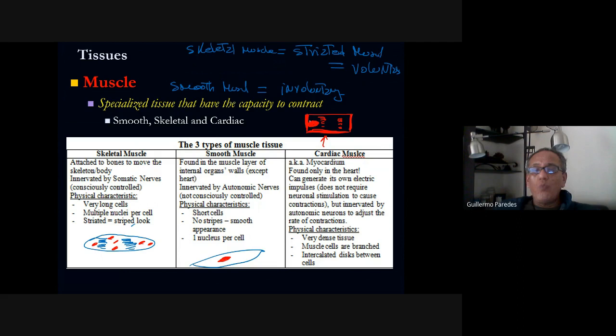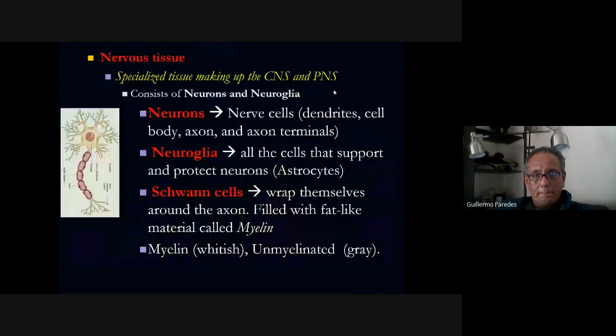But what is important for you to remember, in addition to that, is that at the extremes of each cell we have the intercalated discs. This is a review, this is nothing new. What is this intercalated disc? It is an attachment that attaches very strongly to the next cell. And why is that? Because they need to run the electrical impulse that produces the pumping of the heart. Okay?